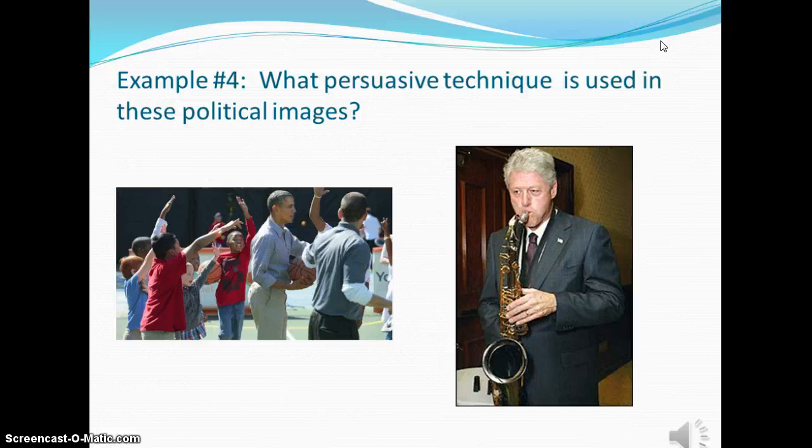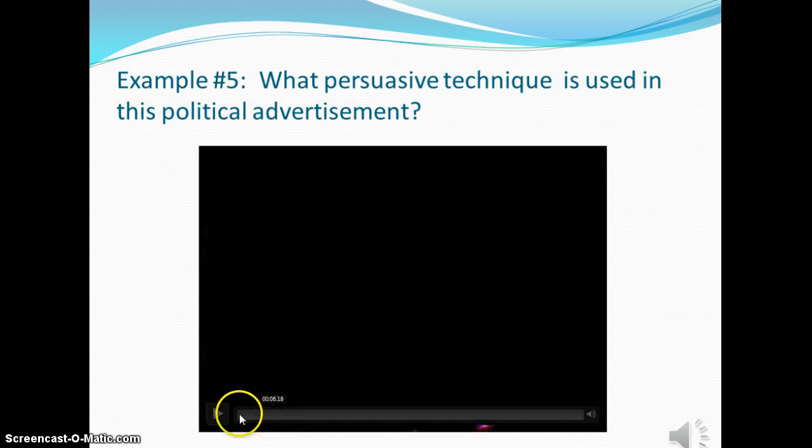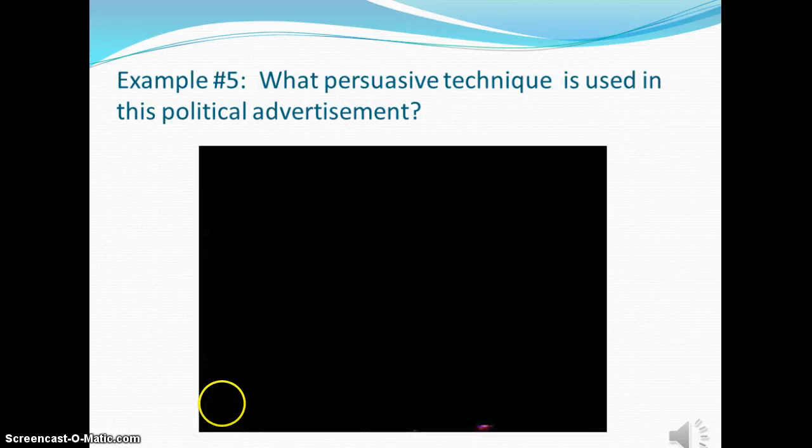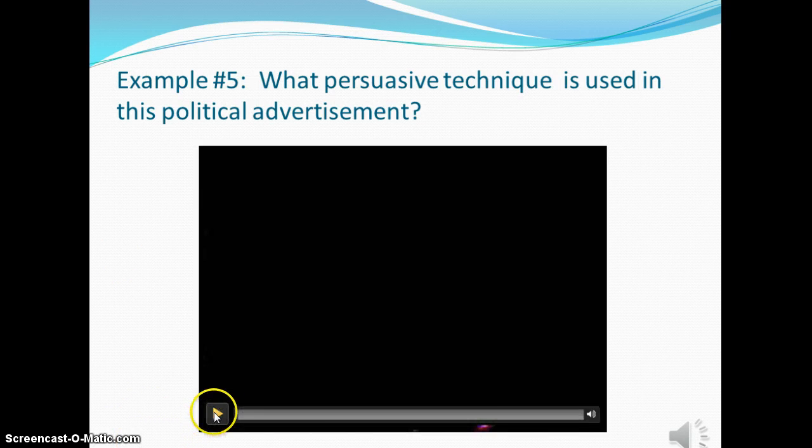Try example number 4. These are simply images, but what technique is being used? Bill Clinton with his saxophone, President Obama with his basketball. And here's one for you, a video from the 1992 presidential election where Bill Clinton won eventually that election.